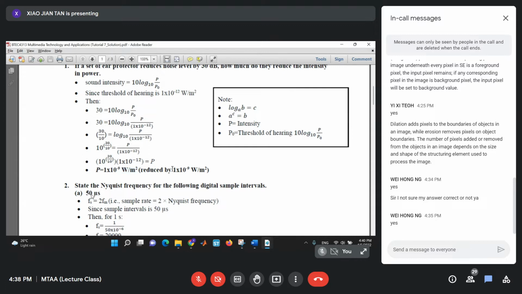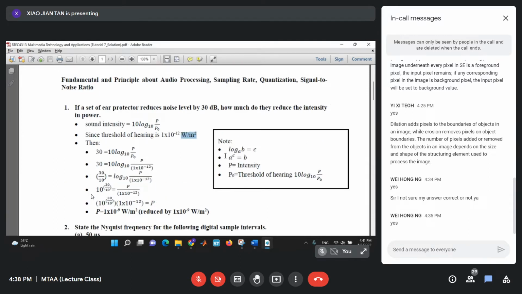Please do not think that the final answer is the most important thing. If you give no solutions, just the final answer, usually you get very minimum marks, even though your final answer is correct. Remember, missing the SI unit in engineering is a very big problem, so make sure you include the SI unit. Your answer is correct: reduced by 1 multiplied by 10 to the power of negative 9 W divided by m squared. That is because they follow this.